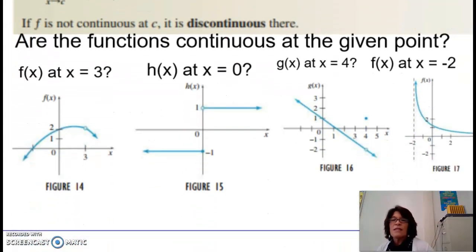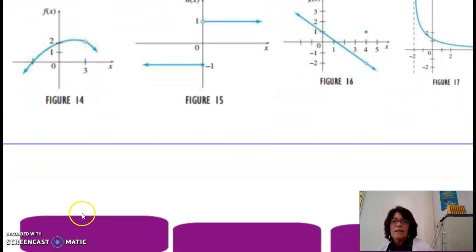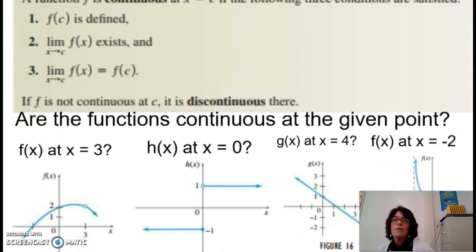So let's look at these. Are the functions continuous at a given point? Here's f of x. Is it continuous at 3? Well, if I was going to trace it, I'd have to lift my pencil up to continue. You're right, it's not continuous, and the reason is number 1. So let's go back and see. Number 1 was f of c has to be defined. I don't have an f of 3.